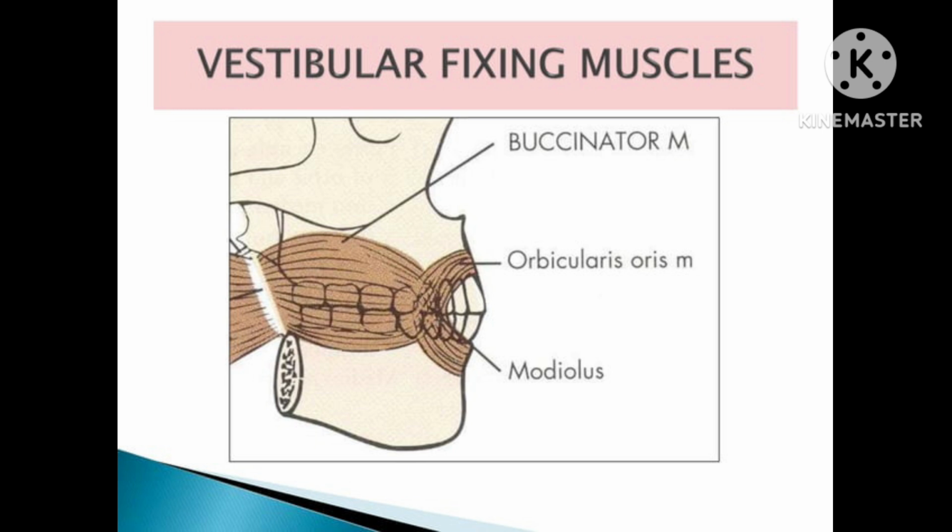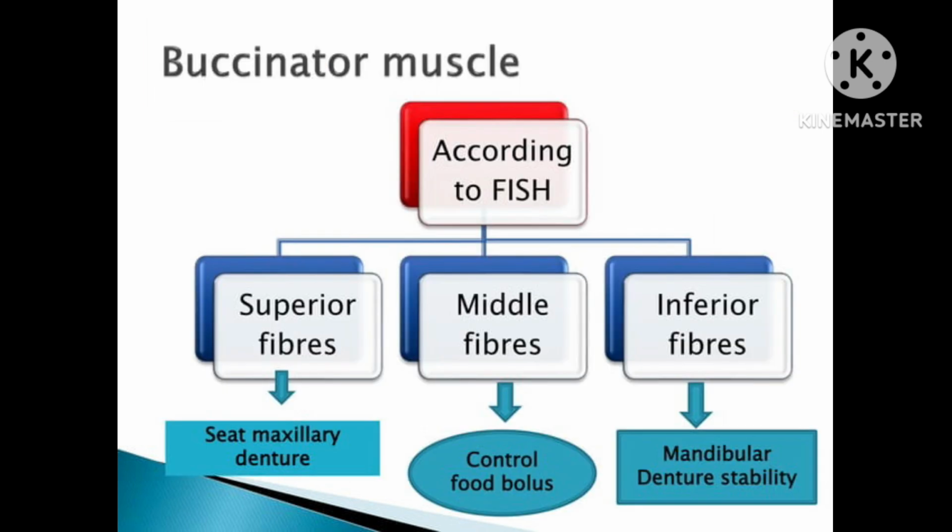The buccinator muscle stabilizes the denture in several ways. First, it grips the denture's polished surface. Second, the longitudinal fibers hold the food bolus between the teeth during mastication. Third, the buccinator's maxillary bundle raises the upper denture. Fourth, the muscle's mandibular bundle depresses the lower denture.